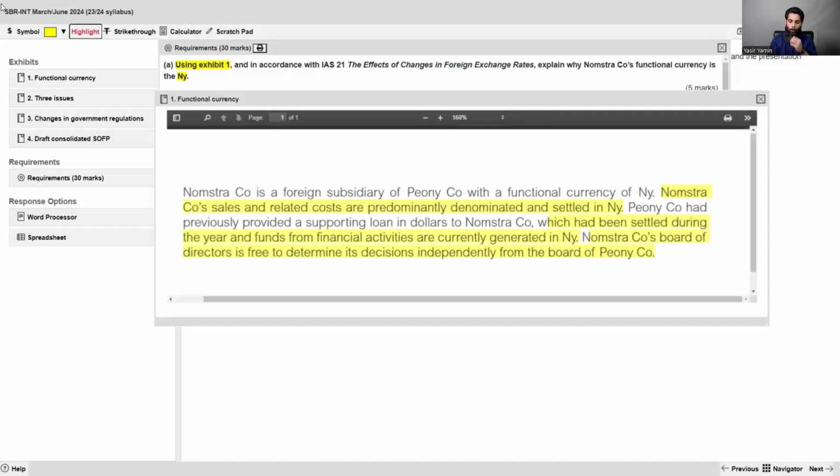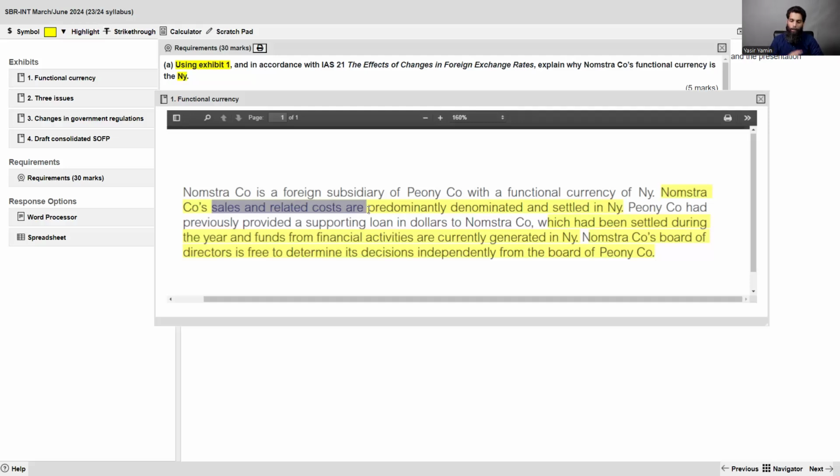And I'm very sure you must have determined the other part of the answer right now, that based on primary factors, since sales and related costs are predominantly denominated in NI, it's very easy to determine that based on primary factors, the functional currency of Nomstra company has been correctly calculated as NI.